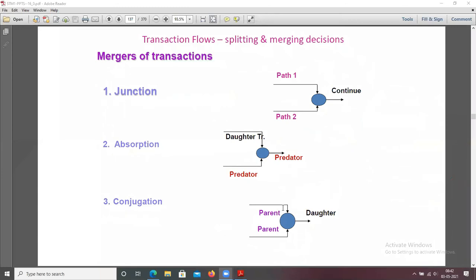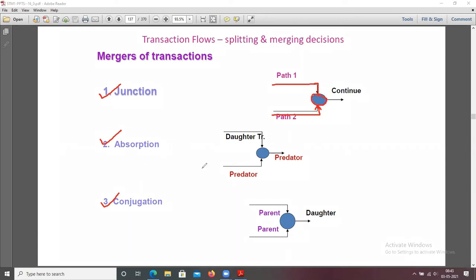Now, merger of transactions. In this we have three types: junction, absorption, and conjugation. Coming to junction, two paths, path 1 and path 2, are connected at this point, so the transaction comes through either path 1 or path 2.